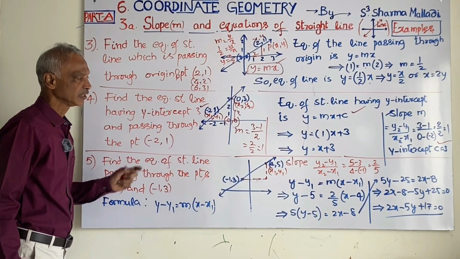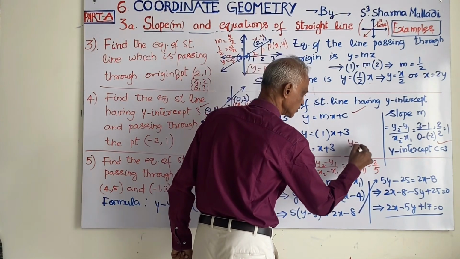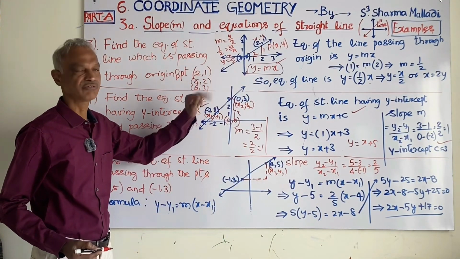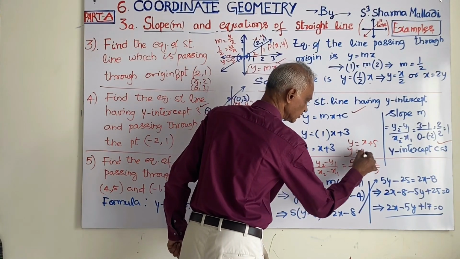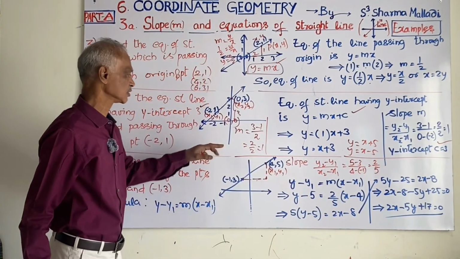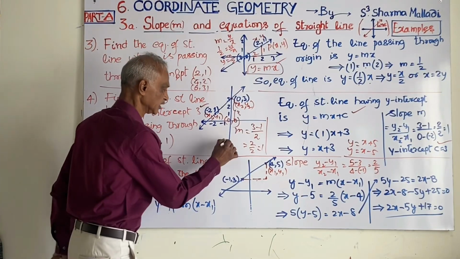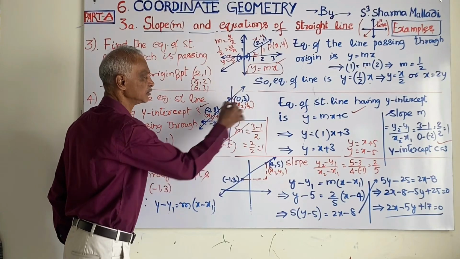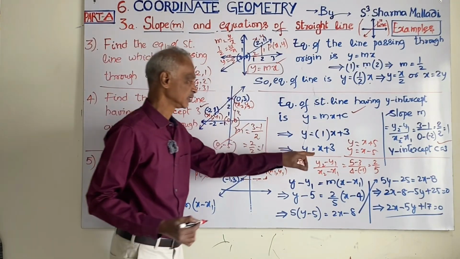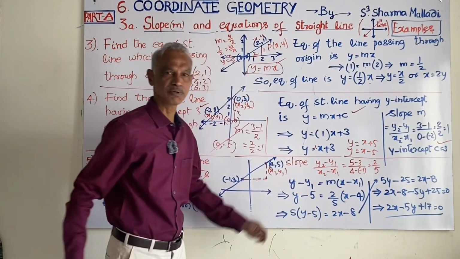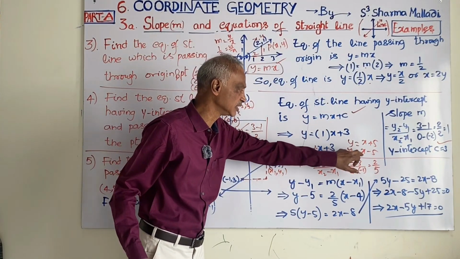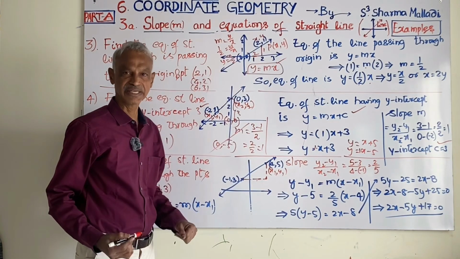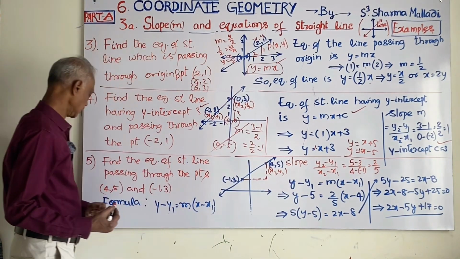Always remember, if y is equal to x plus 5, this line passes through 0, 5. If it is in the form of y is equal to x minus 5, this line passes through 0, minus 5. These two lines are parallel to each other. Why? The slope of this line is 1, and the slope of this line will be 1. That's why these two lines are parallel to each other. This you should remember.